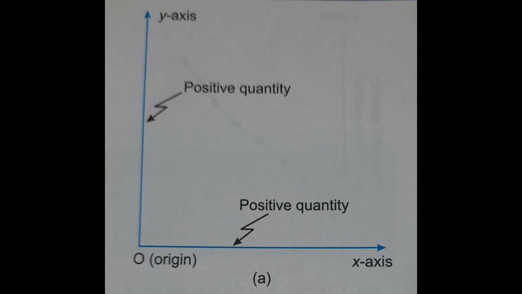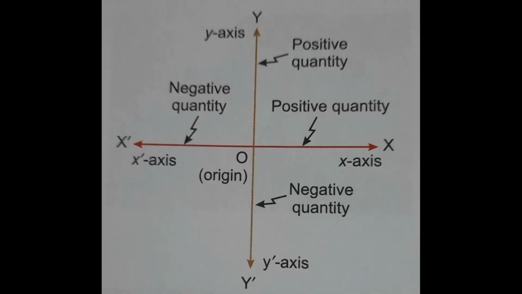Drawing the axes. If both the quantities to be plotted are positive, then draw two perpendicular lines intersecting each other at a point. This point of intersection is called the origin. The horizontal axis is called the x-axis, while the vertical axis is known as the y-axis. If one of the two or both the quantities are negative, then the axes are drawn so that the origin is in the middle of the paper.